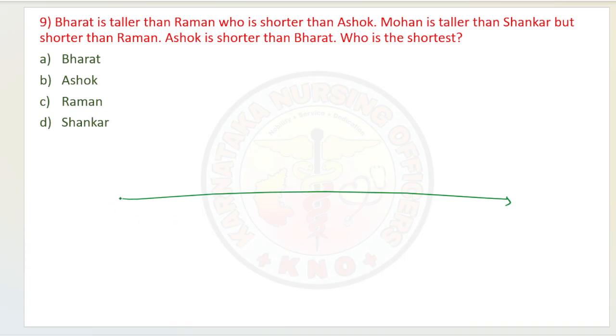So now let us write the baseline. Bharat is taller than Raman. Okay. Who is shorter than Ashok? Bharat is taller than Raman and Raman is shorter than Ashok.